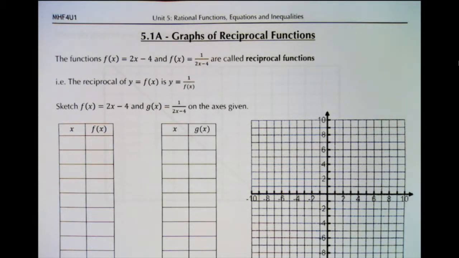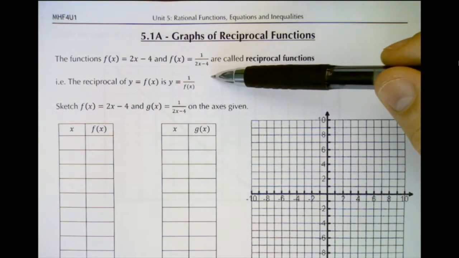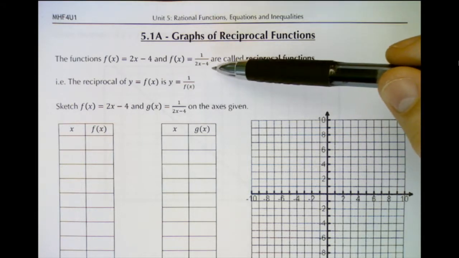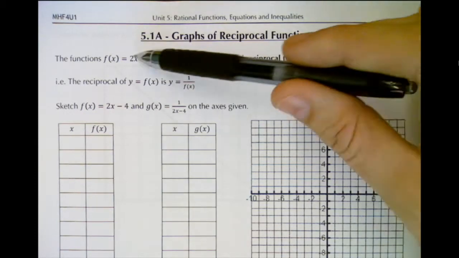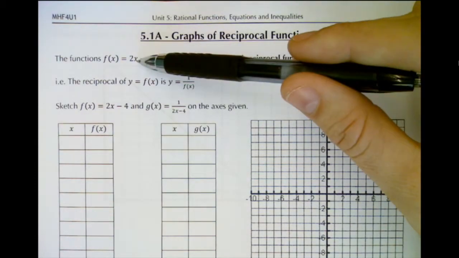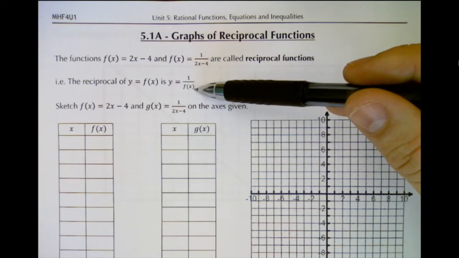A reciprocal function is the reciprocal of an original function. Reciprocal means that you're flipping the fraction, or you're doing 1 divided by the original. So if we had a function, say 2x minus 4, its reciprocal would be 1 divided by 2x minus 4. So it's the original function, just flipped: 1 over the original function. These two functions are called reciprocals of each other. This is your original, this is your reciprocal.